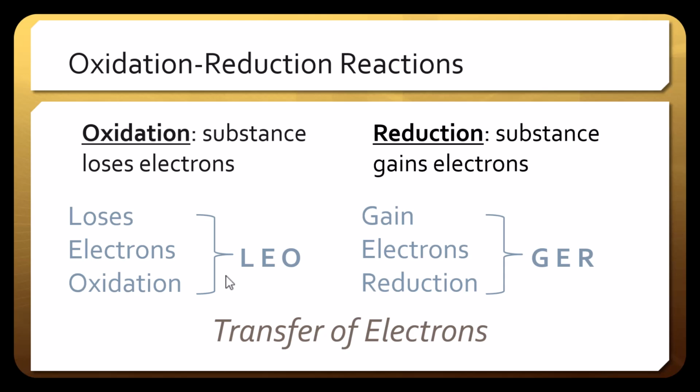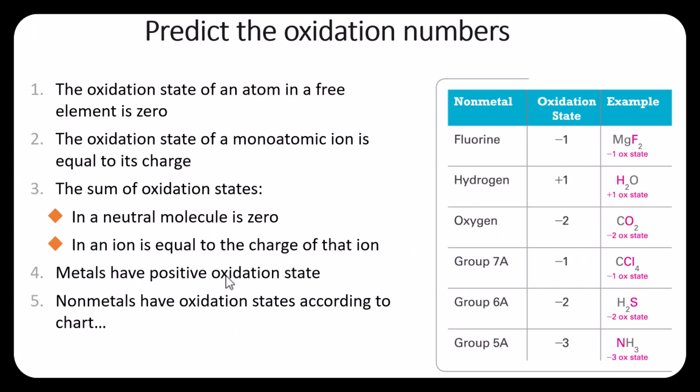How do we monitor whether an atom loses electrons or gains electrons? Well, we assign the atoms oxidation numbers or oxidation states. So we would assign carbon in the reactant and carbon in the product an oxidation number, and we look at whether that number goes up or goes down. Does it lose electrons, or does it gain electrons? Those two statements mean the same thing.